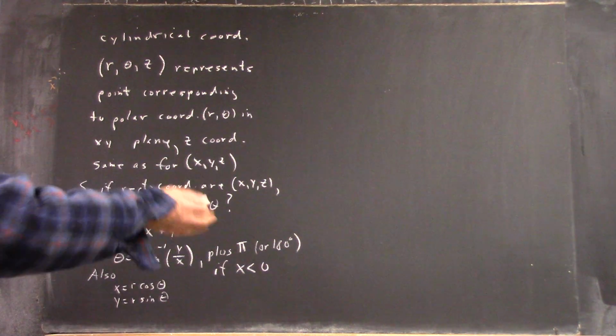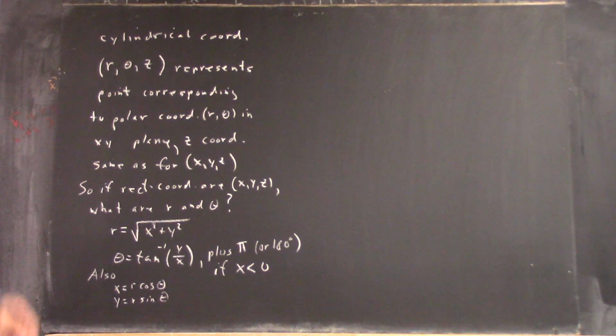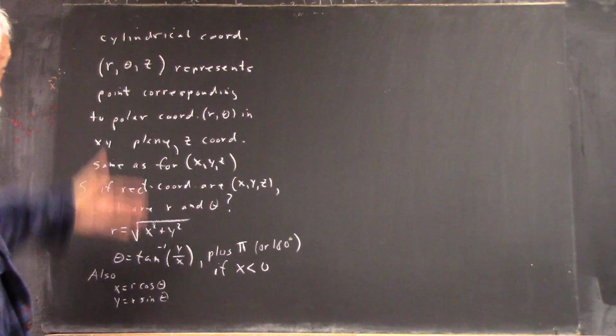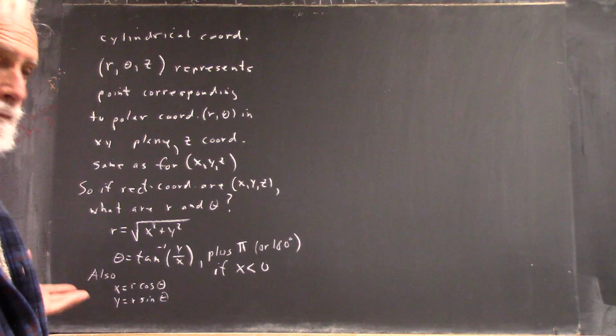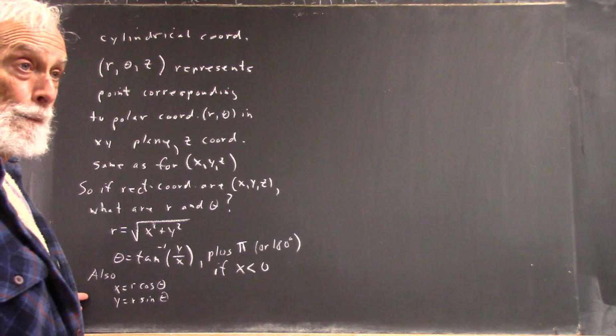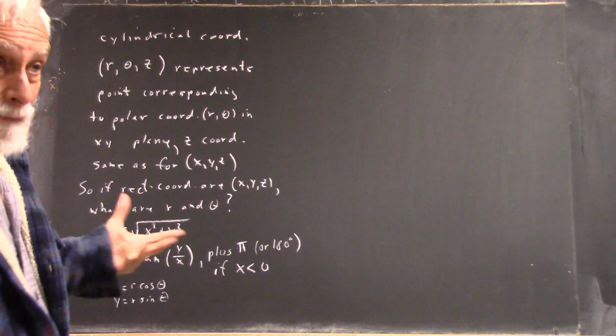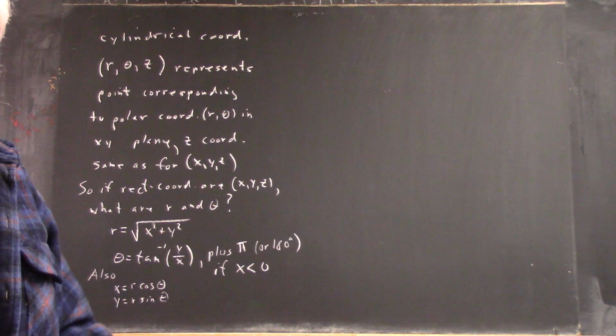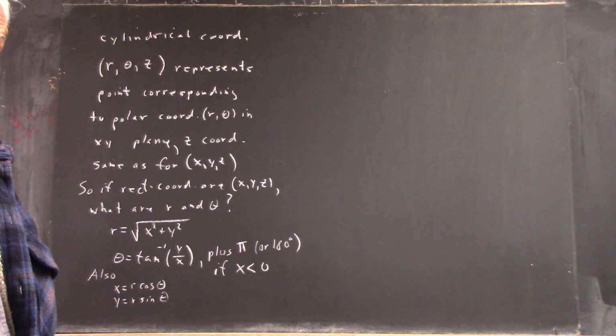and of course, z is z in either case, right? So there's a complete set of relationships between rectangular coordinates in 3 dimensions and cylindrical coordinates, okay?